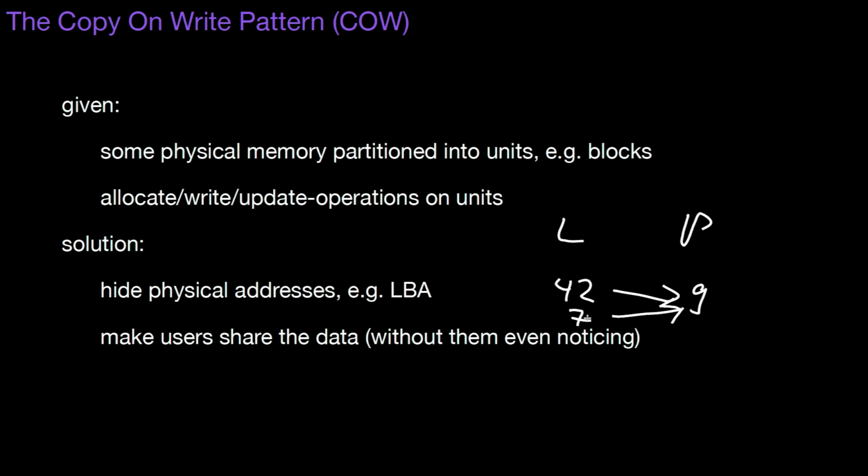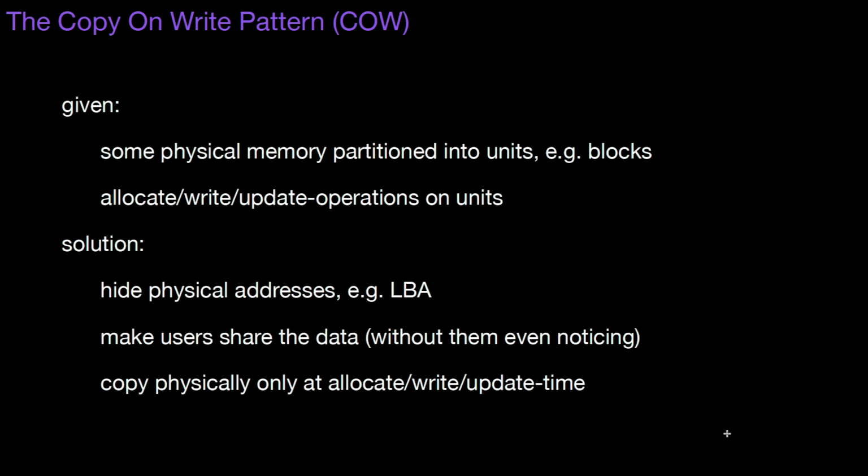Only if one of the users tries to change the contents of that, then you do a copy. Then you do something like 42, 9, 7 becomes some other physical block number 8. Then you actually separate the two physical blocks, only when you change it. That is what copy on write is about. So you copy physically only at allocate, write, and update time.